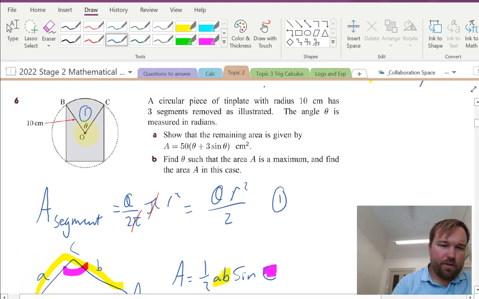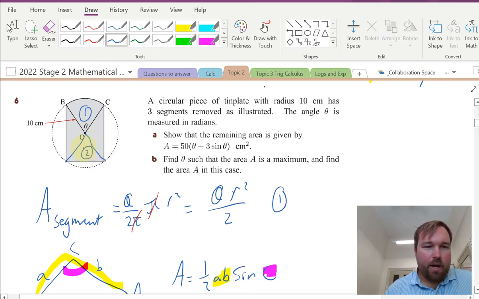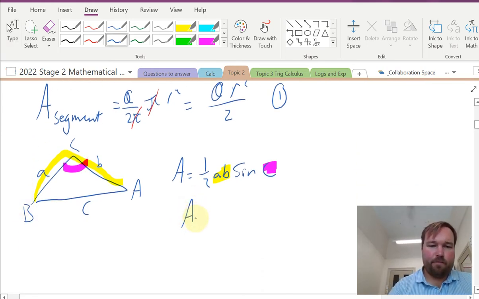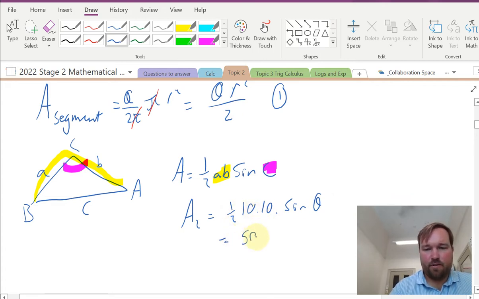Alright. So I'm just going to continue these out. And if I've continued that line correctly, and we're talking region 2 here, I'm hopeful you'll be happy that this is also a theta, because they're vertically opposite. And that this is 10 and 10 because they are radius lines. And therefore the area of section 2 is a half times 10 times 10 times sine theta, which is 50 sine theta.